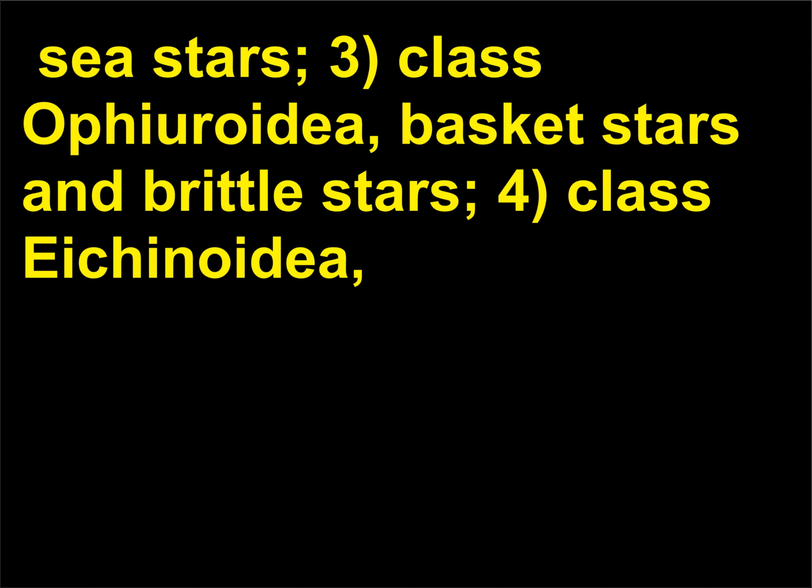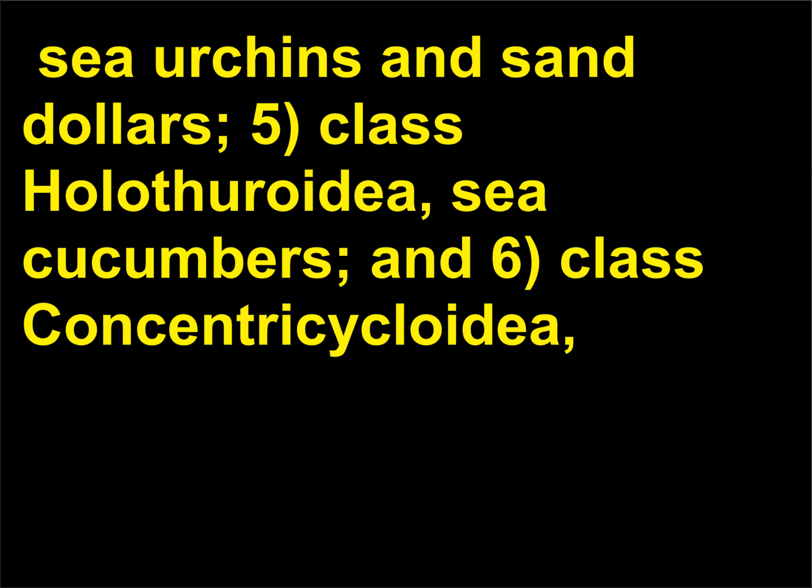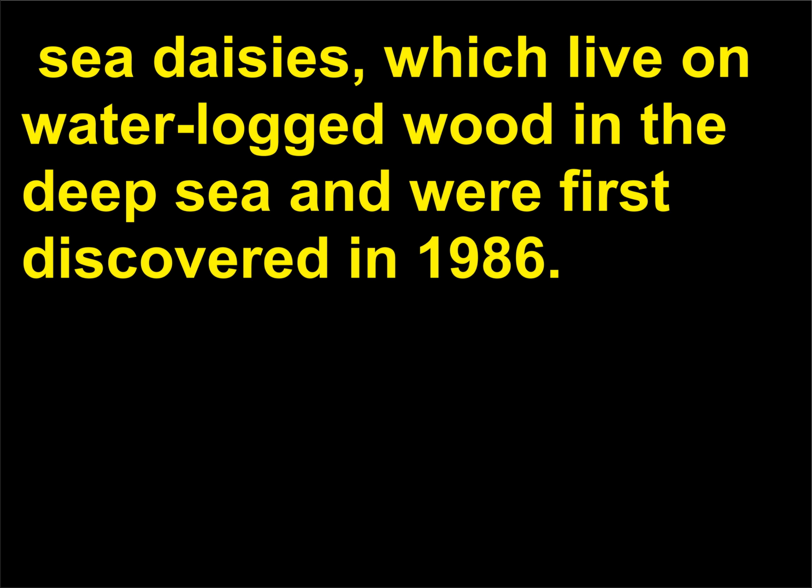3, class Ophiuroidea, basket stars and brittle stars. 4, class Echinoidea, sea urchins and sand dollars. 5, class Holothuroidea, sea cucumbers. And 6, class Concentricycloidea, sea daisies, which live on waterlogged wood in the deep sea and were first discovered in 1986.